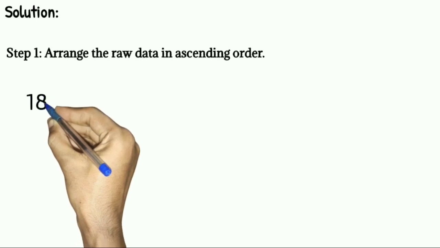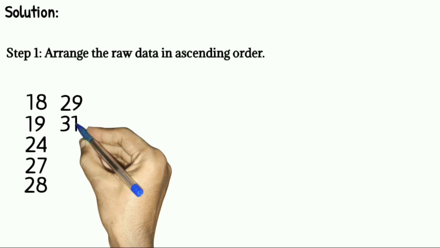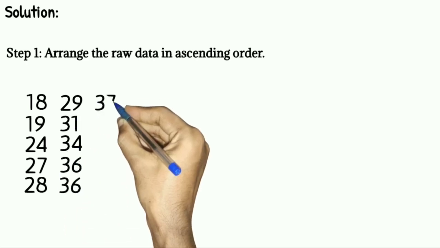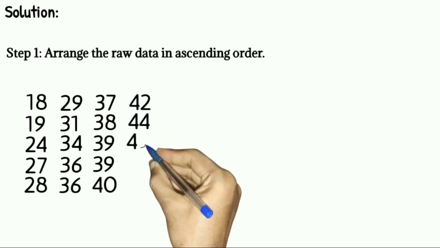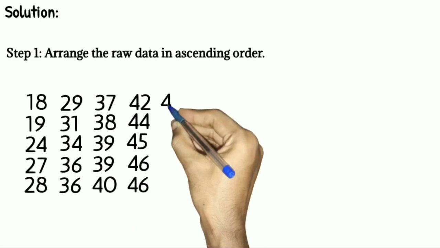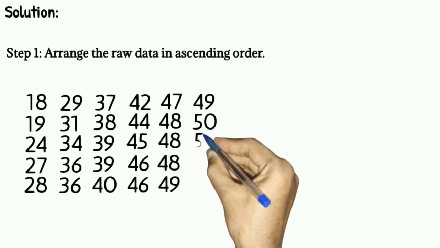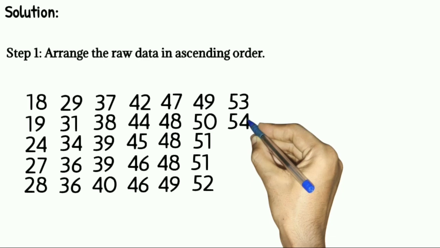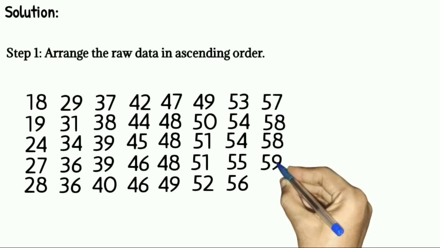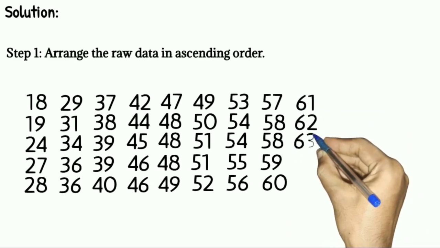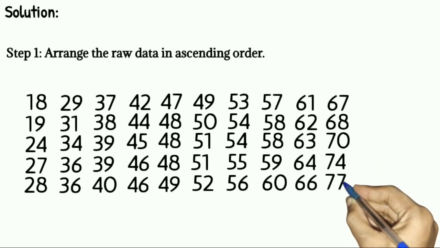We have 18, 19, 24, 27, 28, 29, 31, 34, 36, 36, 37, 38, 39, 39, 40, 42, 44, 45, 46, 46, 47, 48, 48, 48, 49, 49, 50, 51, 51, 52, 53, 54, 54, 55, 56, 57, 58, 58, 59, 60, 61, 62, 63, 64, 66, 67, 68, 70, 74, and 77.